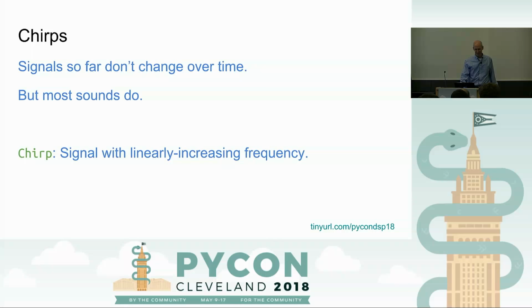Next section is about chirps. So far, everything that we've done has been a signal that basically has a set of frequency components that don't vary over time. In musical terms, it's a note that's just a constant pitch. It's not a note that goes up or down in pitch. That's what a chirp is.